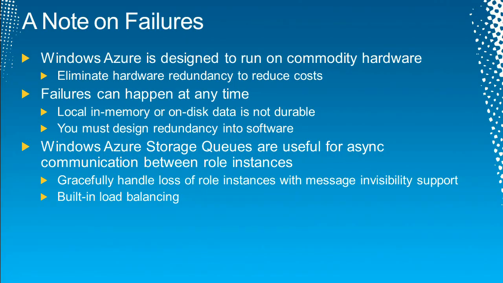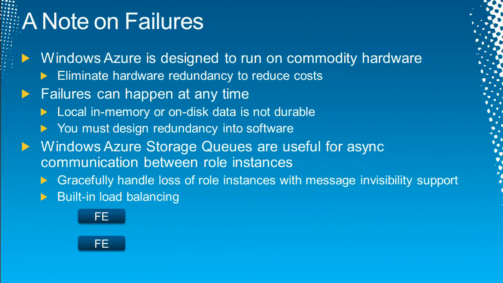There's another useful abstraction, though, that Windows Azure Storage provides, which is the Windows Azure Queue. This is a durable queue, first in, first out. You can enqueue messages on one side and then dequeue them on the other, and it has some nice properties as a communication channel between different role instances. Let me show you an example and explain what I mean.